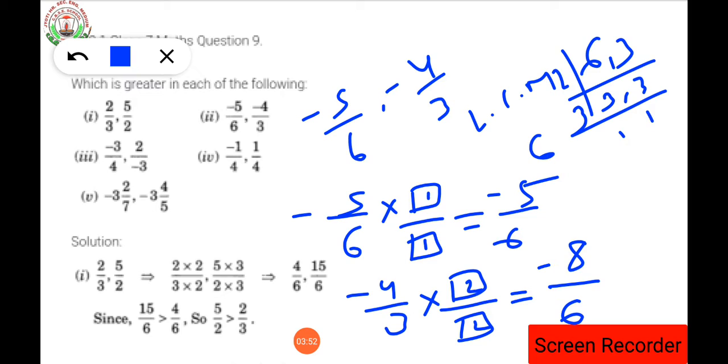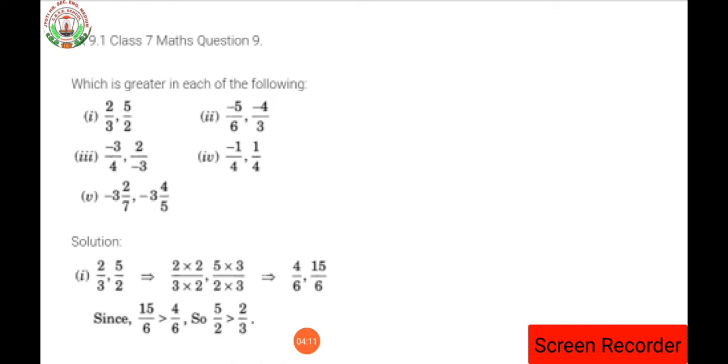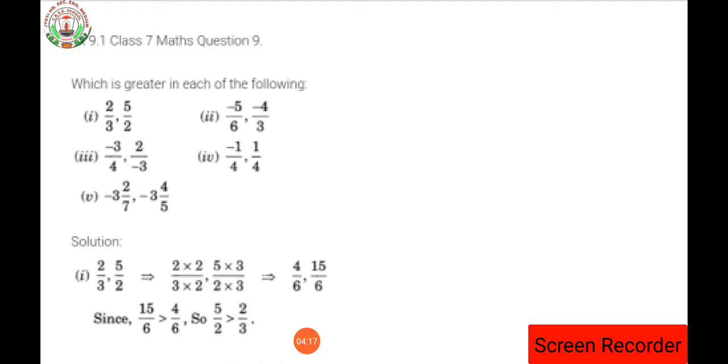Now what numbers are we having? Minus 5 by 6 and minus 8 upon 6. Isn't it? So which one is greater? Is minus 5 by 6 greater or is minus 8 by 6 greater? Which number will be greater over here? Minus 5 by 6 is the greater number. If minus 5 by 6 is the greater number, that means minus 5 by 6 is greater than minus 4 by 3. Have you understood this question?